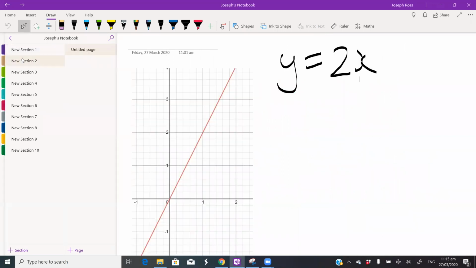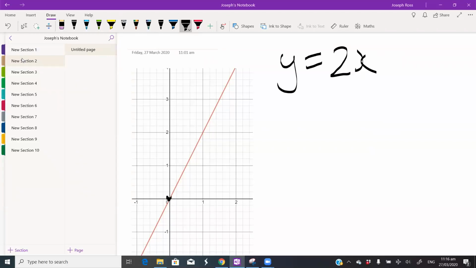So let's have a look at what a gradient of 2 means. This line is y equals 2x. We can think of that as being y equals 2x plus 0, so it has a y-intercept of 0. In other words, the point where it crosses the vertical line is at 0.